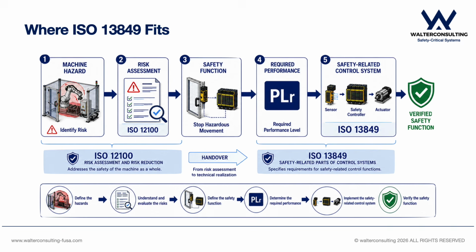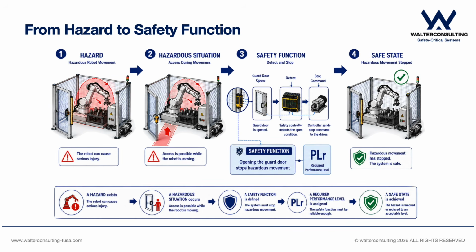And this brings us to the next important step. Before we can evaluate a safety-related control system, we need to understand more precisely what a safety function actually is and how the required performance level is associated with it. We have now seen that ISO 13849 becomes relevant when risk reduction depends on a safety-related control function. But before we can design the corresponding control system, the safety function itself must be clearly defined.